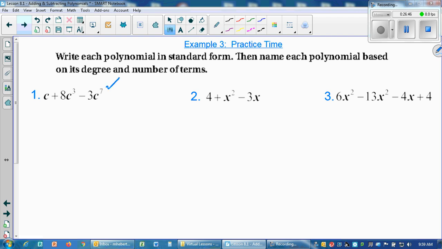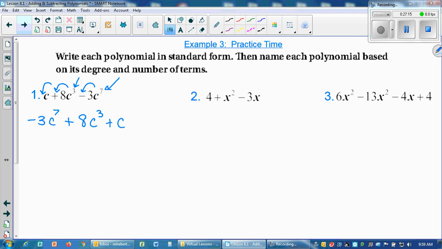My highest exponent is a 7. The value in front is a negative, so this means I have a negative 3c to the 7. My second highest exponent is a 3, and I use the sign in front of it, which is a plus 8c to the third. Then I have my lowest exponent, which is a c. Since there is no sign in front, it's an understood positive c. So now I'm in order. 7, then 3, then 1.